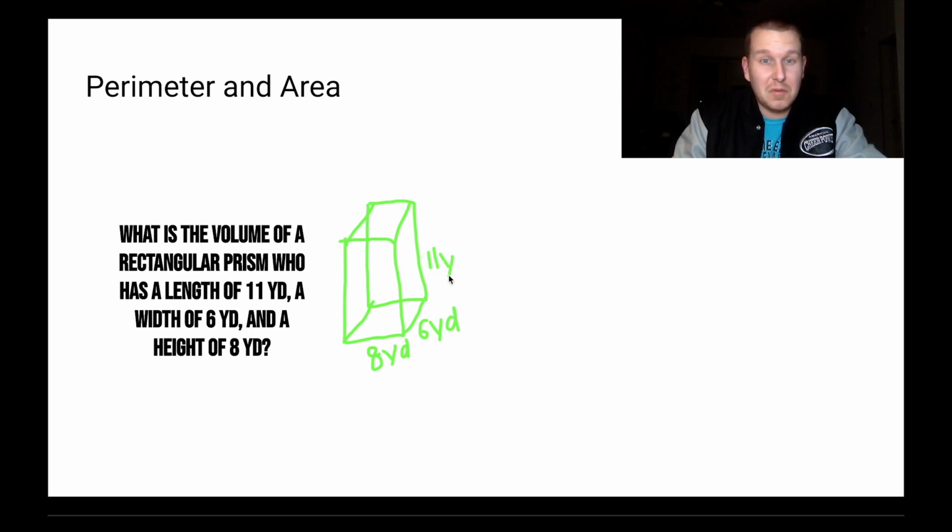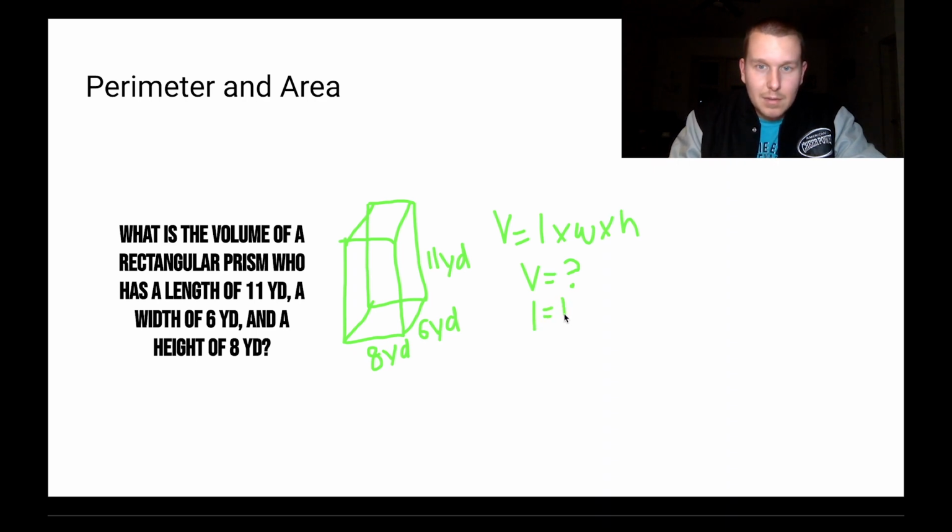Again, it doesn't really matter which one you make because we're working with multiplication, and multiplication is commutative and we can move it around. So we're going to choose our formula. So V equals length times width times height. We don't know the volume, okay? We know that the length is going to be 11. The width is going to be 6. And the height is going to be 8.